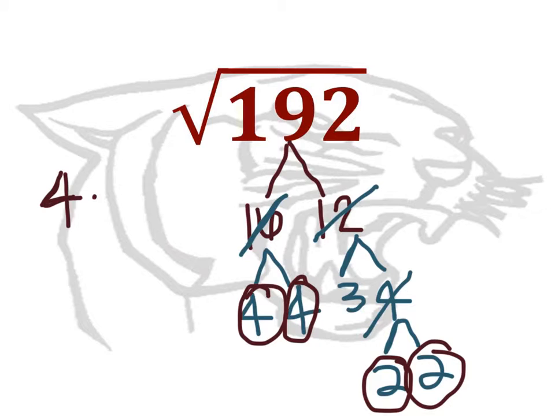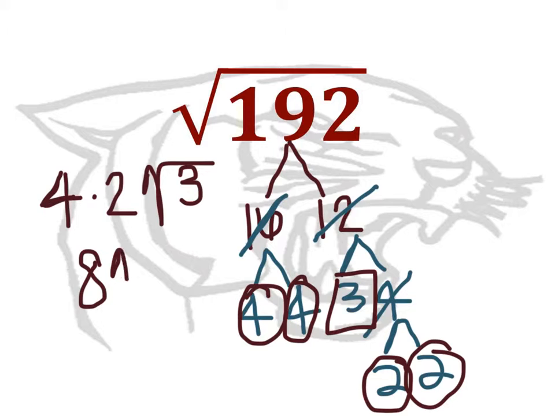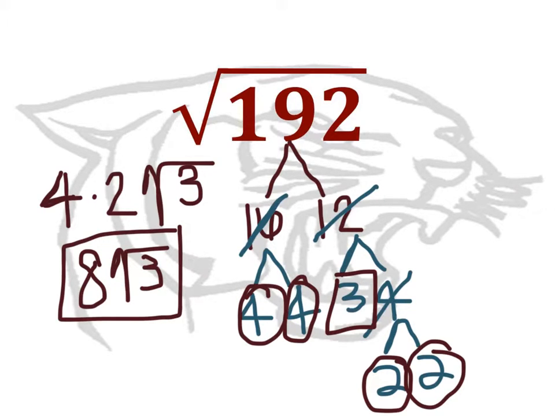4 times 2 times the square root of what's left. We had a 3. 4 times 2 is 8 times the square root of 3. And that's your answer.